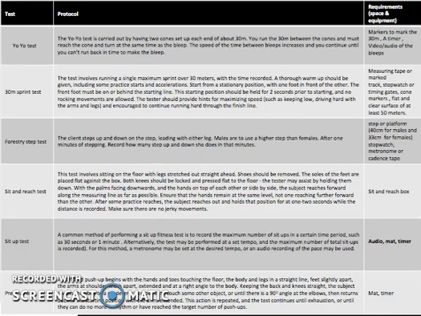Second test, 30-meter sprint test. This test involves running a single maximal sprint over 30 meters with the time recorded. A thorough warm-up should be given, including some practice starts and accelerations. Start from a stationary position with one foot in front of the other.